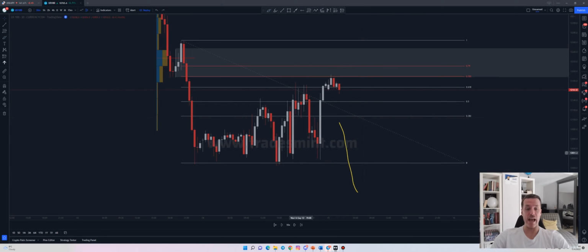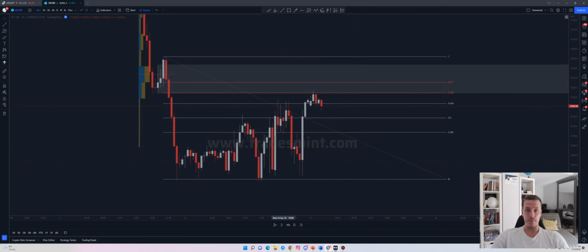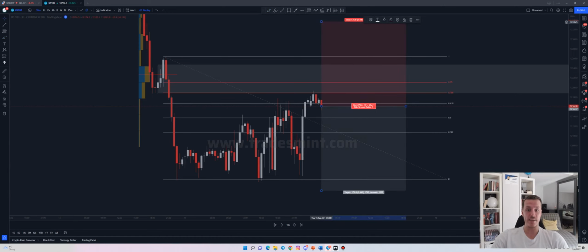And now I'm reacting. I am not guessing. I'm not hoping that the price is going to reject. I'm reading the candles. I'm reacting. Okay, the price came to this level and started rejecting. So this zone is valid. Now I'm reacting off of this level. And this is how I play the markets.